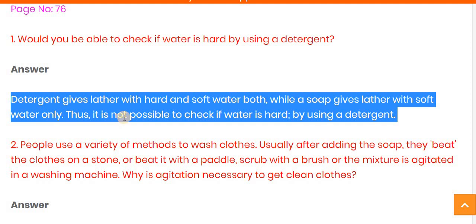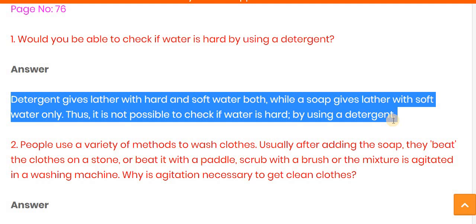Thus, we can say that it is not possible to check if water is hard by using a detergent. As we studied in the difference between soap and detergent, one point is that soap does not give the proper reaction in hard water. It is not able to do the proper reaction or proper cleansing of the clothes in hard water due to the formation of scum, while detergent can be used for both hard water as well as soft water.